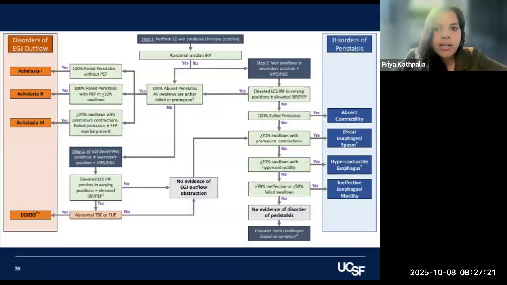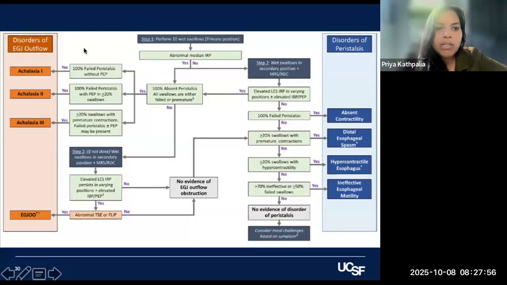So this is the Chicago classification, which is based on information from each of the individual swallows. And you can see, again, it's the LES function, or the median IRP, that helps us to distinguish disorders of outflow obstruction from disorders of peristalsis. So if the IRP is normal, then you're going to start thinking about disorders of peristalsis, which could include absent contractility, spasm, hypercontractile esophagus, or ineffective esophageal motility.